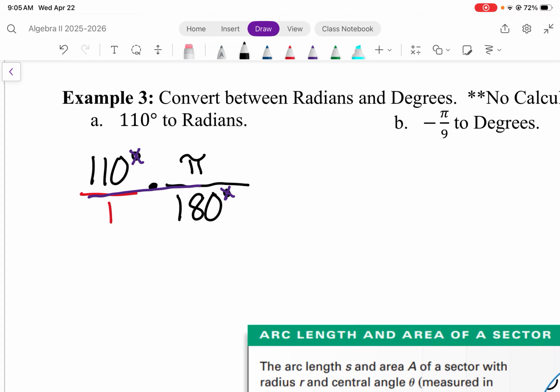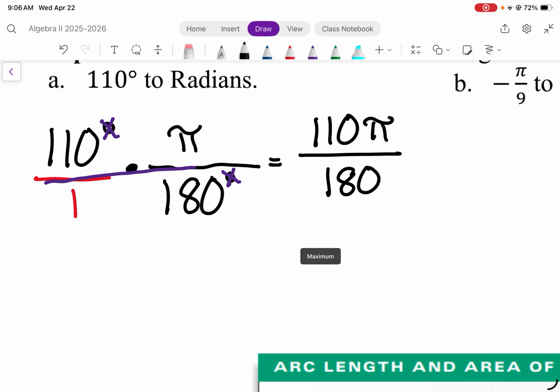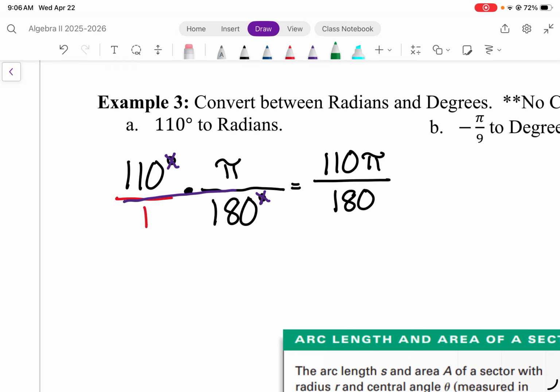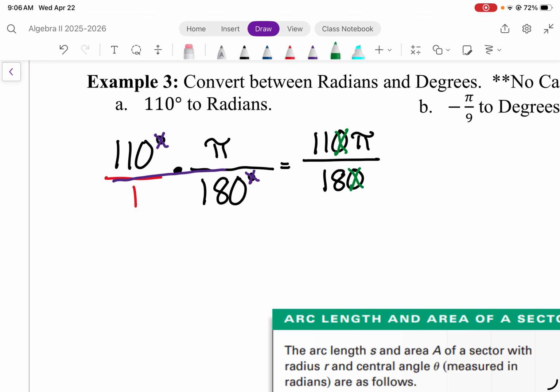So then again, we're going to multiply straight across, and this would give us 110 pi over 180. Then we're going to simplify. If you have two numbers, one on the top and the bottom, that both end with 0, you can get rid of the zeros on the end because that's the same thing as dividing by 10. Then we want to look at 11 and 18. We want to check, are there any common factors we can divide those both by? And if there are not, which there are none, we would just write our simplified answer as 11 pi over 18. Now our angle is in radians instead of degrees.